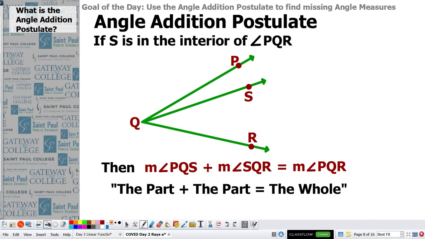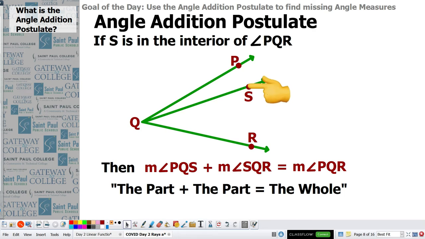All right, the angle addition postulate. You'll notice it's very similar to the segment addition postulate. It states that if S is in the interior of angle PQR. So let's take a look at that first. Angle PQR, this angle right here, and S is in the interior. Remember, everything in here is interior.